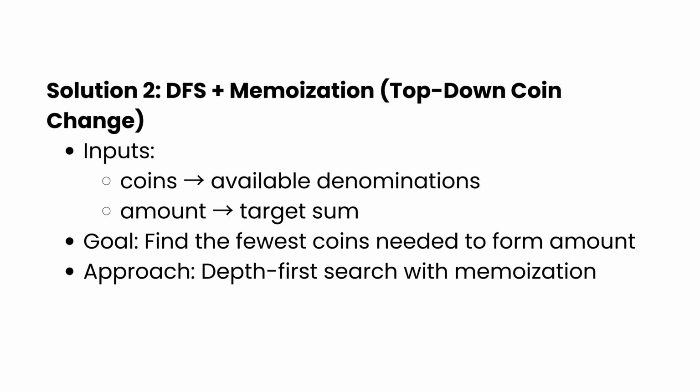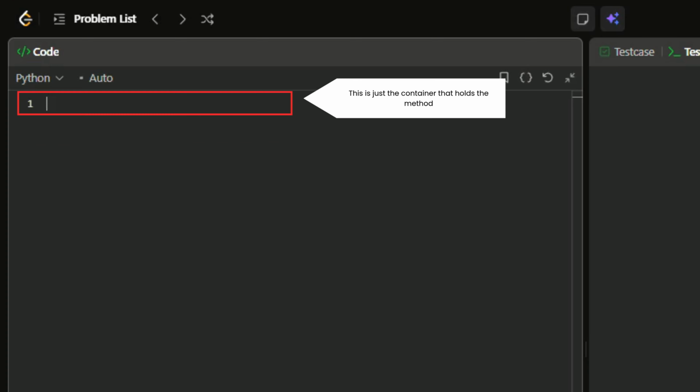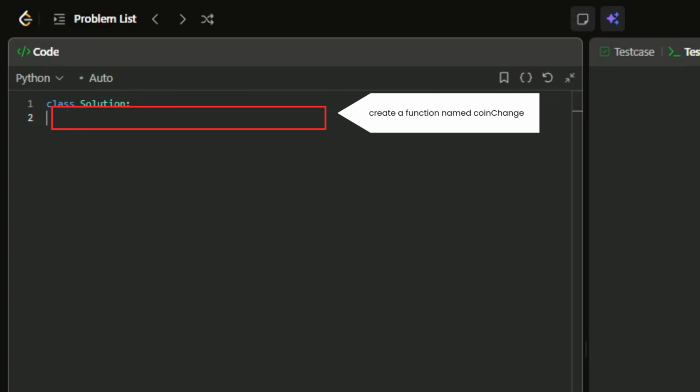Let's try to implement it using solution 2. We begin by defining a class called Solution, just our container for the coin change method. Think of it as the toolbox where all the logic will live. Inside the class, we create a function named coinChange. It receives two things: coins, the list of coin denominations, and amount, the total we want to make. Our goal is to find the fewest number of coins needed to reach that amount.